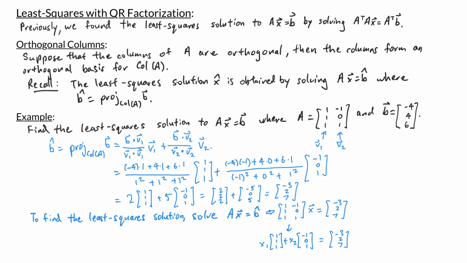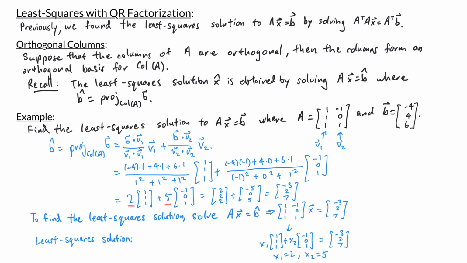So the solution, x1 and x2, are the weights of the linear combination of (-3, 2, 7) in terms of the vectors (1, 1, 1) and (-1, 0, 1). But we figured those weights out already. If we look here in the projection of b onto the column space of A, we found that b hat was 2 times (1, 1, 1) plus 5 times (-1, 0, 1). So that tells me already that x1 is equal to 2 and x2 is equal to 5.